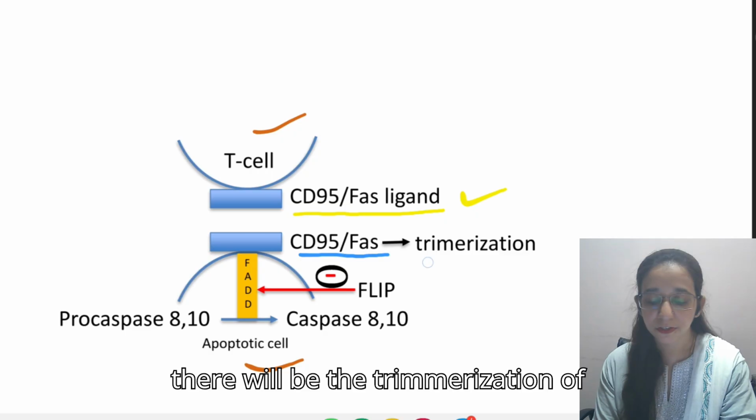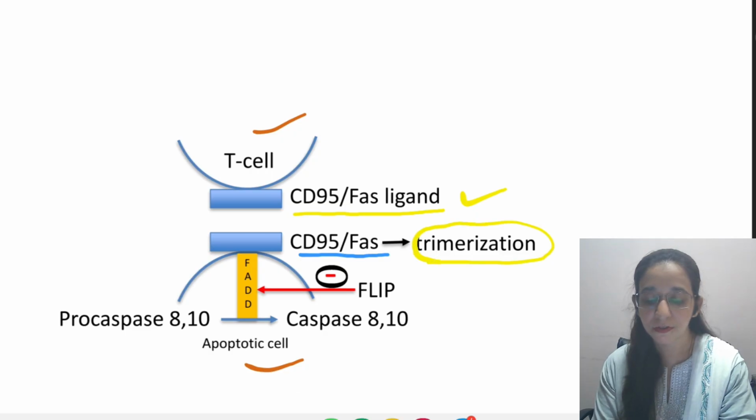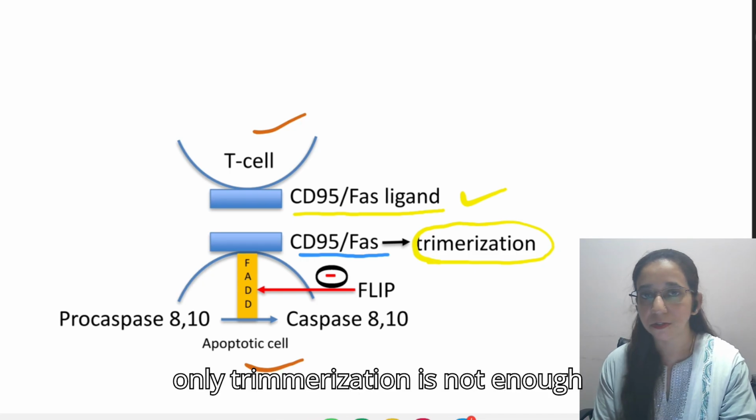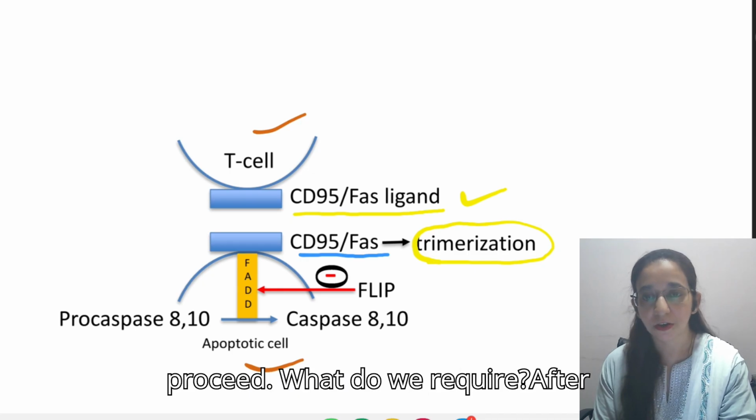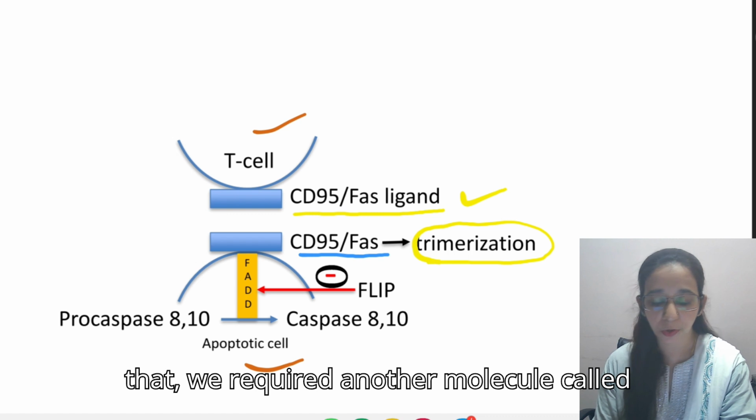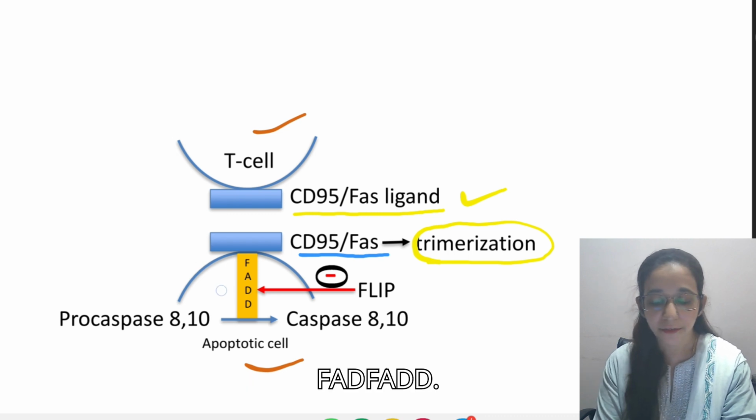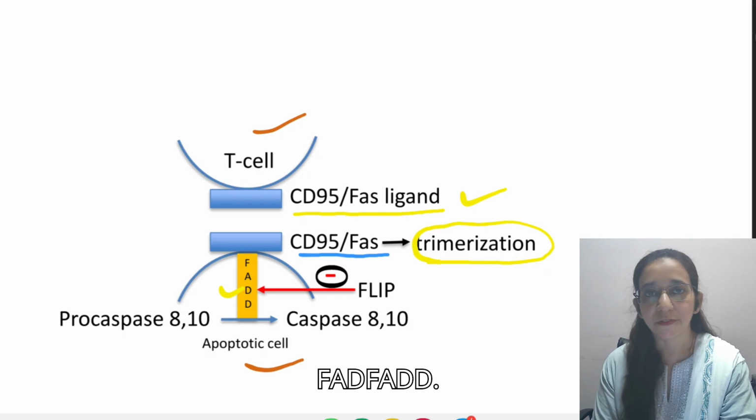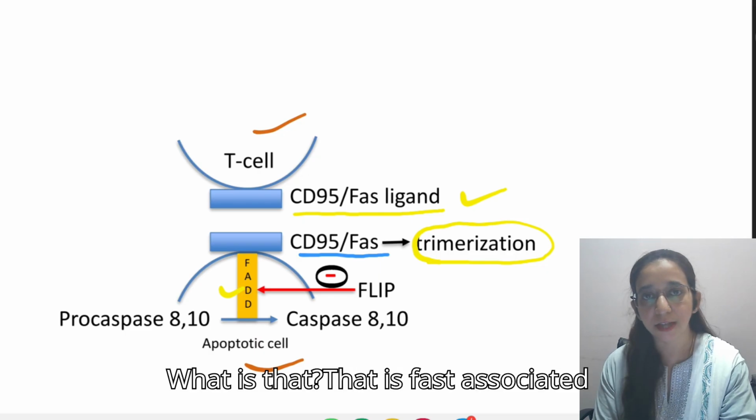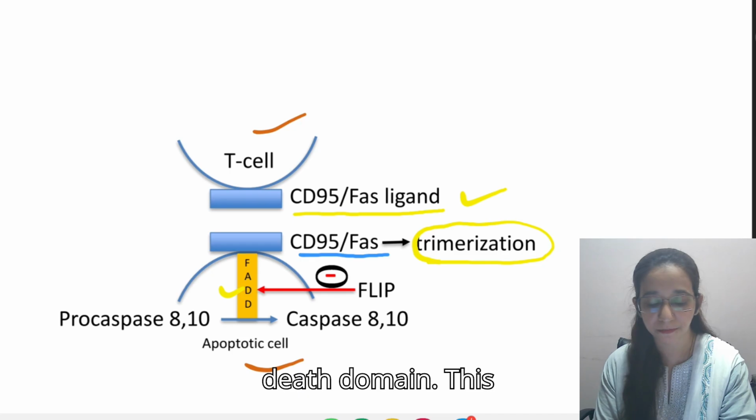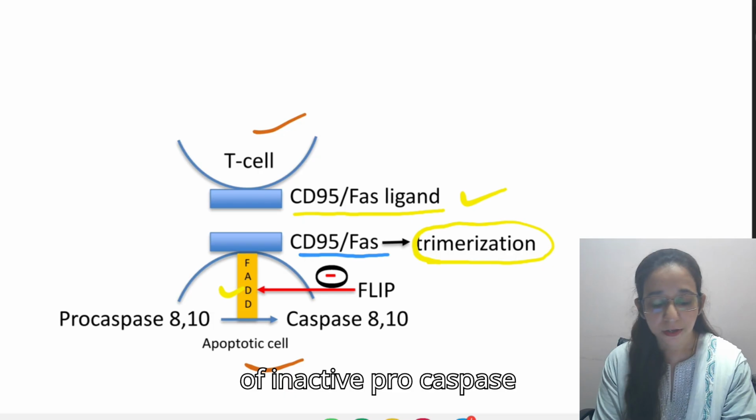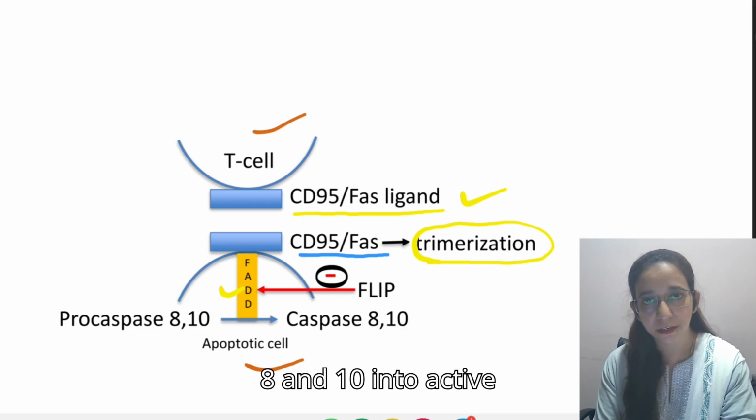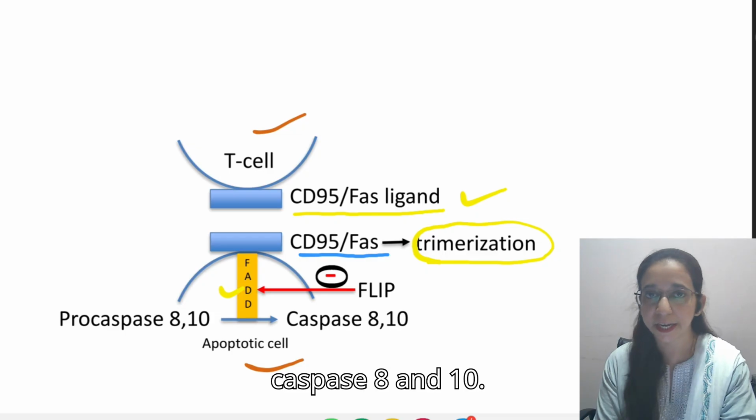there will be the trimerization of CD95. But only trimerization is not enough for the extrinsic pathway to proceed. What do we require after that? We require another molecule called FADD. What is that? That is FAS associated death domain. This FADD helps in conversion of inactive procaspase 8 and 10 into active caspase 8 and 10.